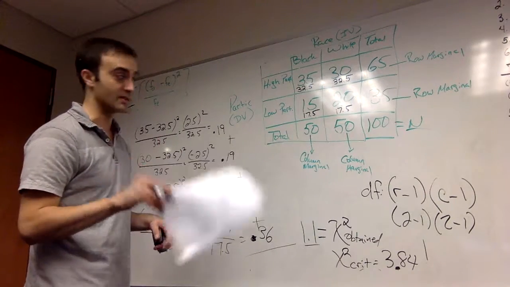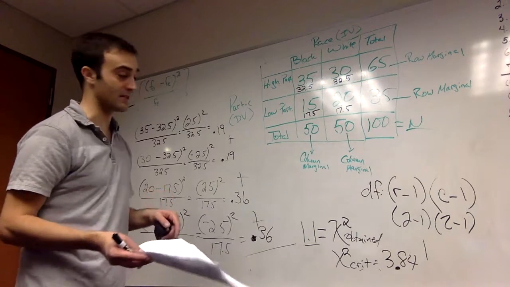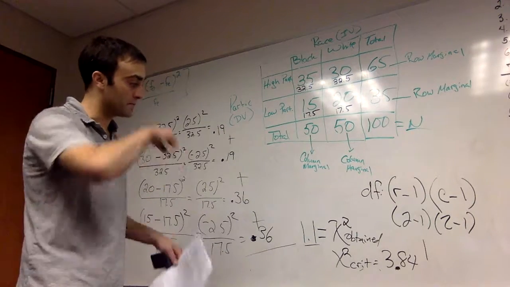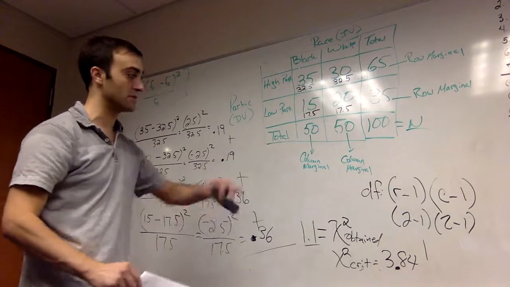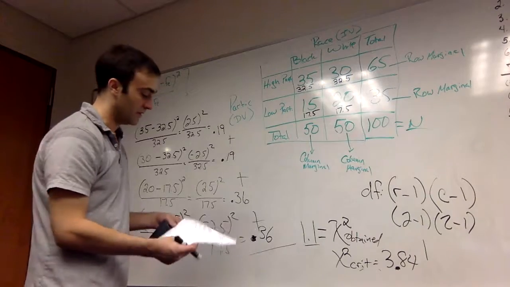In the next video, we'll see an example like the homework, where the relationship is statistically significant. You can see what happens and how we go about interpreting that. But from here, you can stop, say there's no statistically significant relationship. Race and participation are independent.